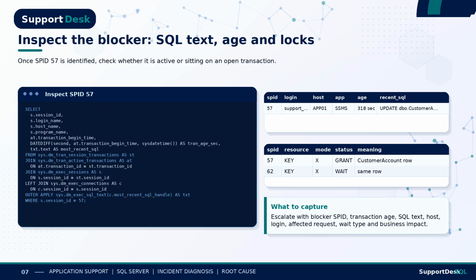Once the lead blocker is known, inspect the transaction age, login, host, program name and most recent SQL text. Then look at logs for the blocked and blocking sessions. In this example, SPID 57 has the granted exclusive lock and SPID 62 is waiting for a conflicting exclusive lock. This is the difference between saying SQL is slow and saying exactly which transaction is holding up the work.